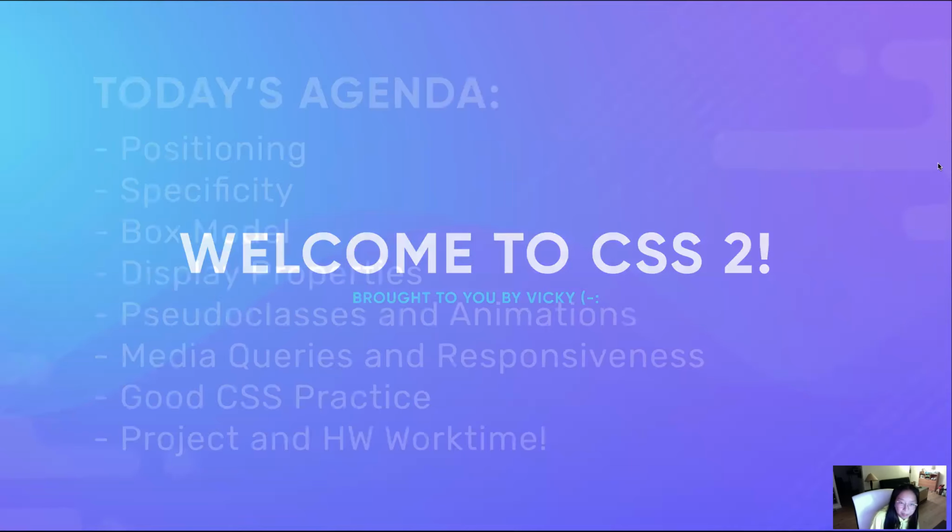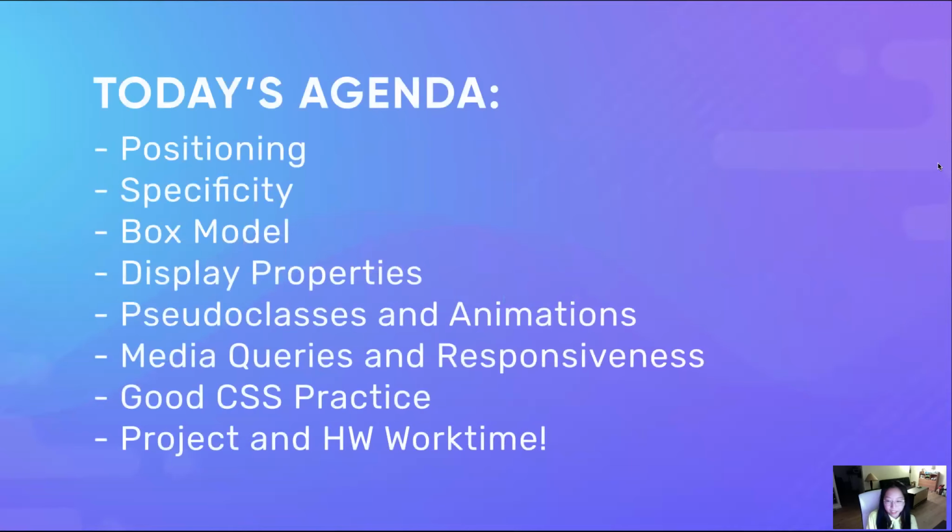So before we start, we can talk about our agenda. We have a few topics on the list. First, we have positioning and then some specificity, which is a very fancy buzzword that you will need to know. Box model, so CSS box model, display properties, pseudo classes, more pseudo classes, because I know you guys learned some of them last lecture, I'm pretty sure. And then media queries and responsiveness, good CSS practice, and then we'll introduce the first project.